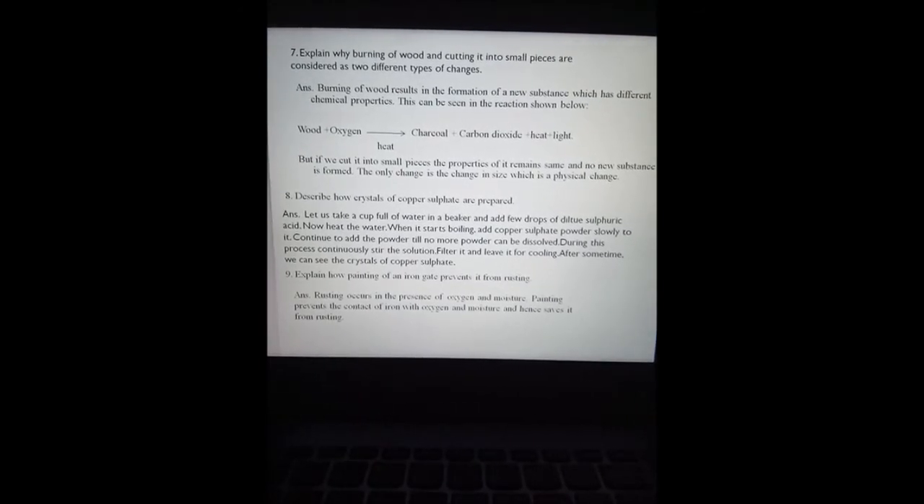Number 9. Explain how painting of an iron gate prevents it from rusting. The answer is very simple. Rusting occurs in the presence of oxygen and moisture. Painting prevents the contact of iron with oxygen and moisture and hence saves it from rusting.